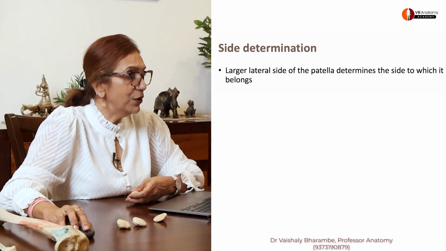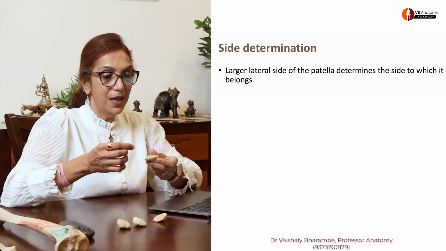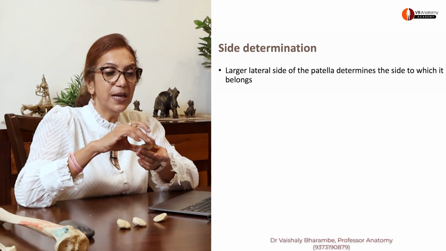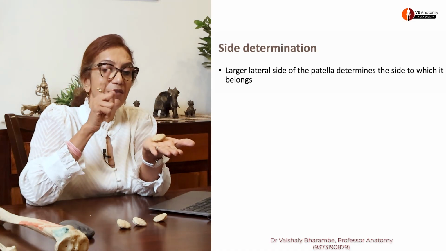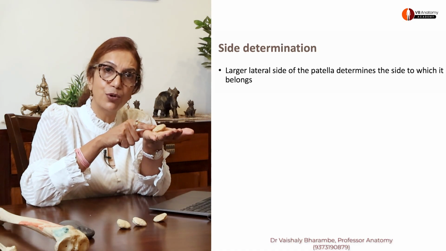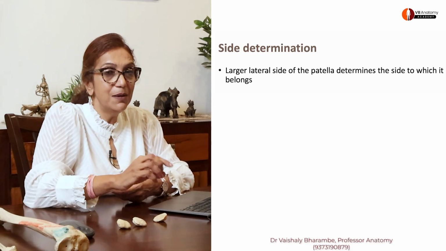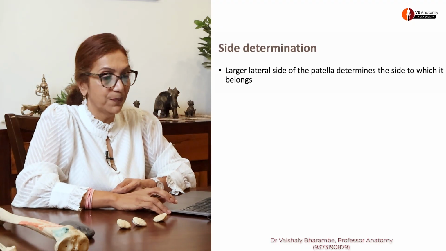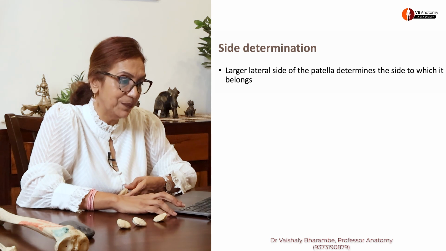So, I've already told you side determination. Just do this once for me. Apex always pointing distally. Just pick up the bone and rest it on any horizontal surface. Whichever surface the patella falls on, the patella belongs to that side. It's very easy, but to be practiced. You cannot just randomly get it right, because which is the apex becomes a little difficult to remember.